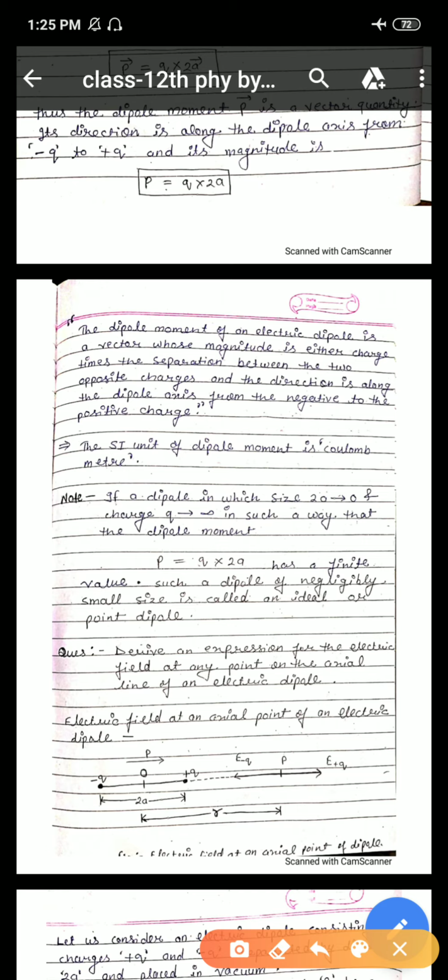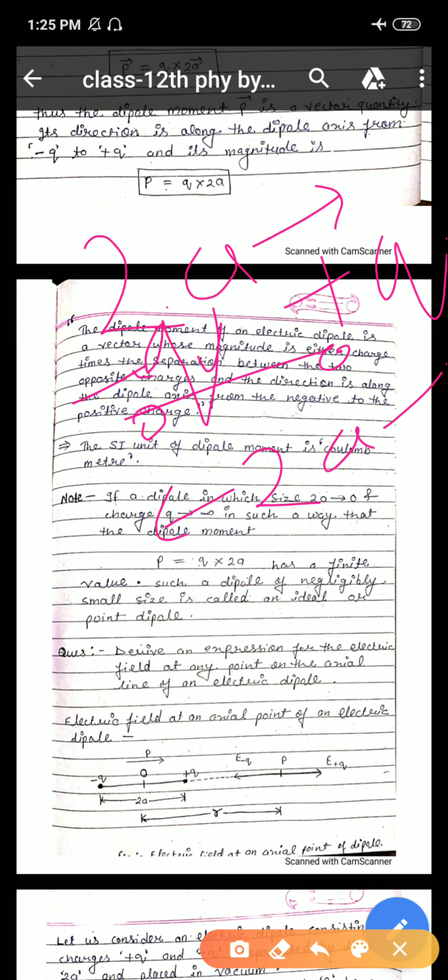Now note, consider a dipole in which the size 2a is 0 and the charge q tends to infinity. Suppose this one is the dipole with minus q and plus q, and this distance is 2a. Suppose 2a tends to 0 and the charge q tends to infinity. Then what happens? Let's see.